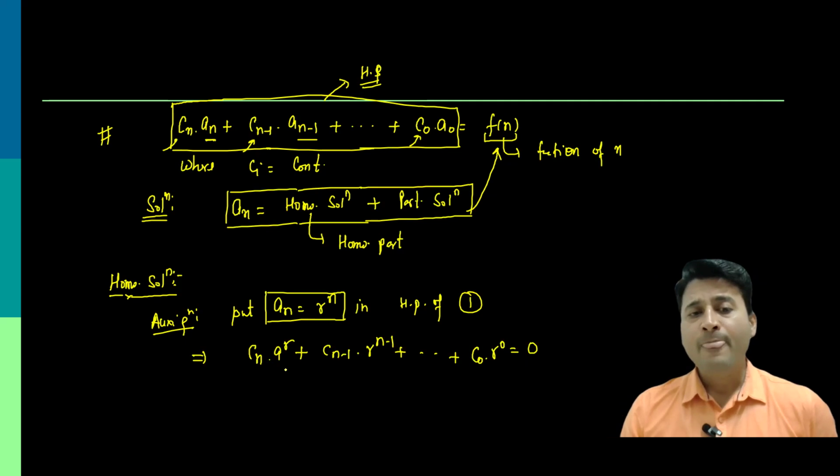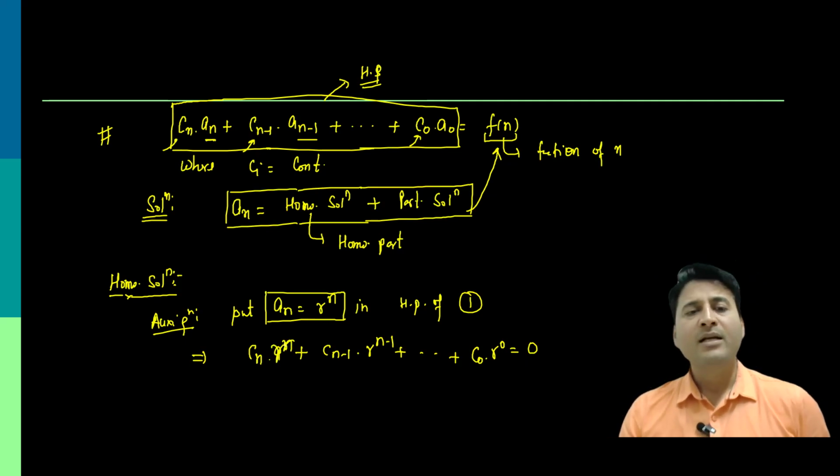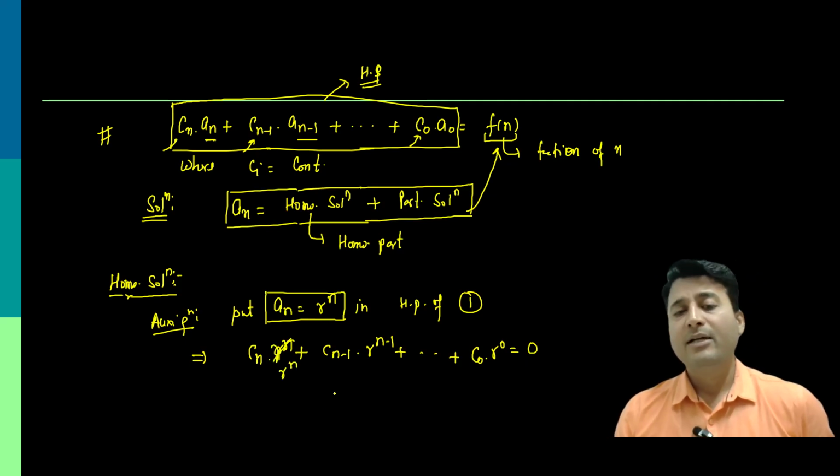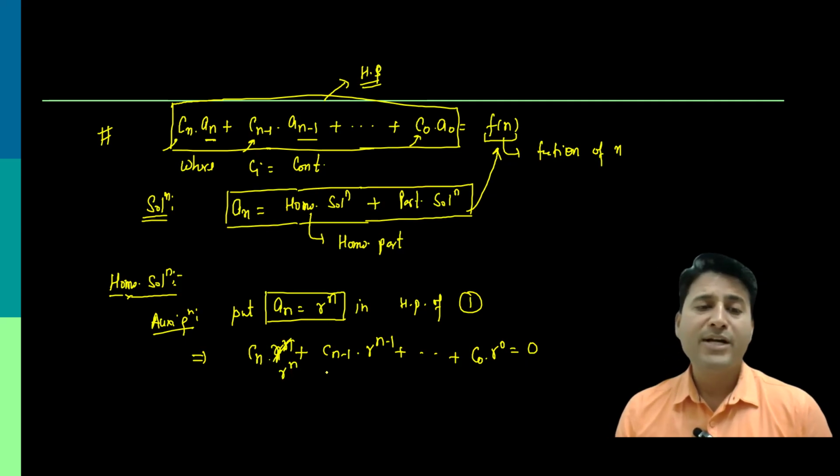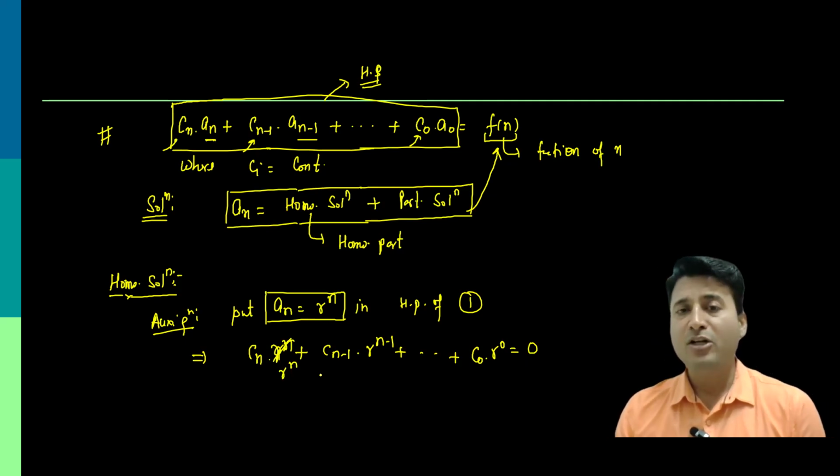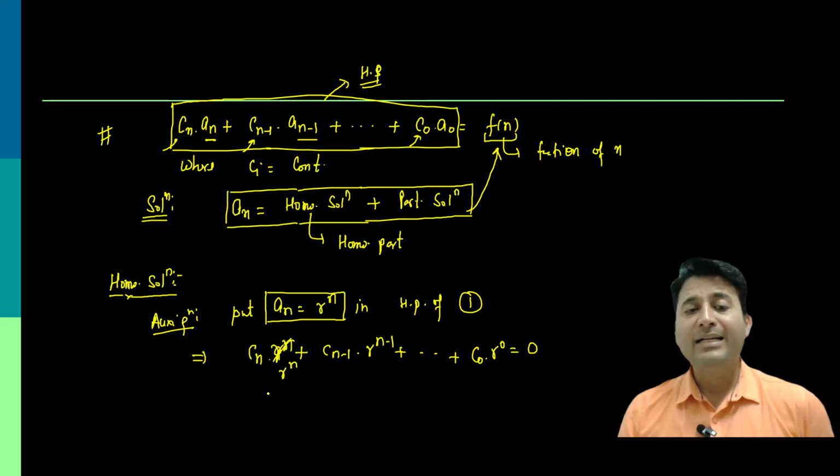Now, if you see, this is not r power n, sorry. This should be r power n. Now this is a polynomial equation of degree n. Now we will find its roots, and it will have n roots.